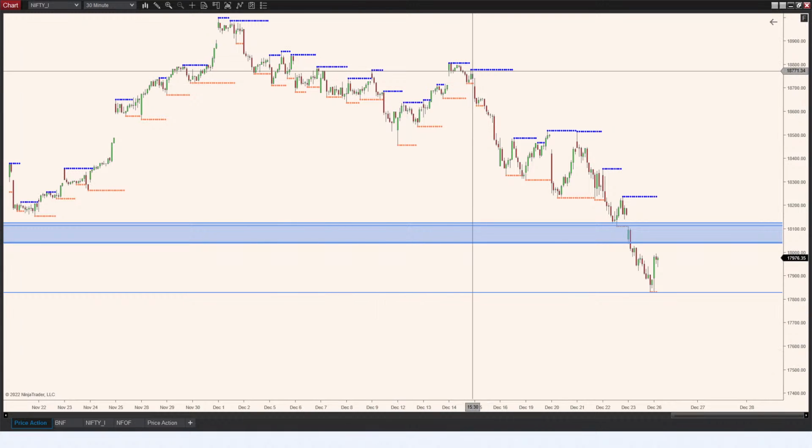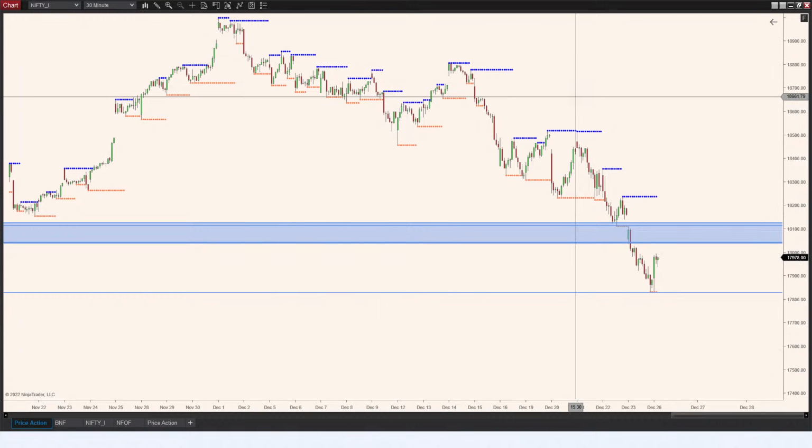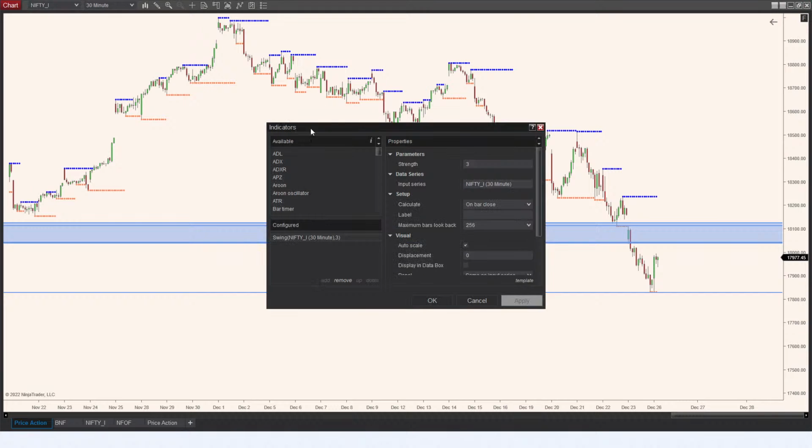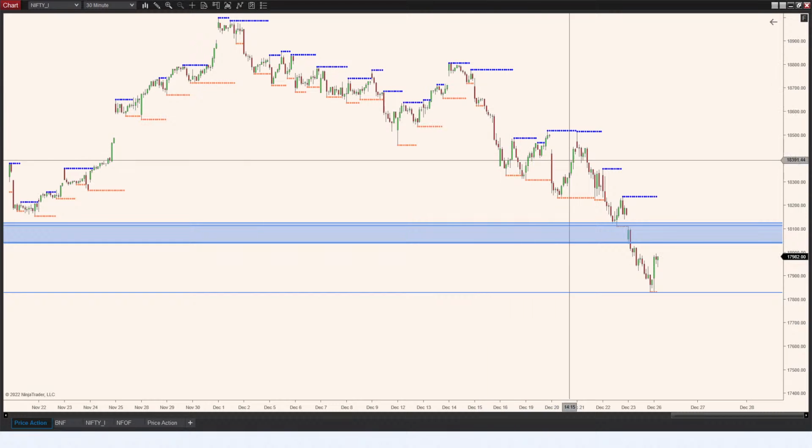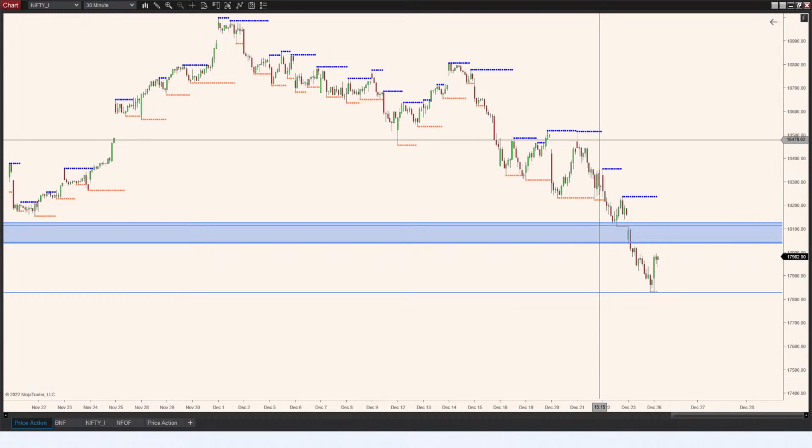And this swing information. If you press Control I, the indicator option will be enabled. In this, you have to go to the swing option. The swing option will help you to identify the price action swings, the probable price action swings.